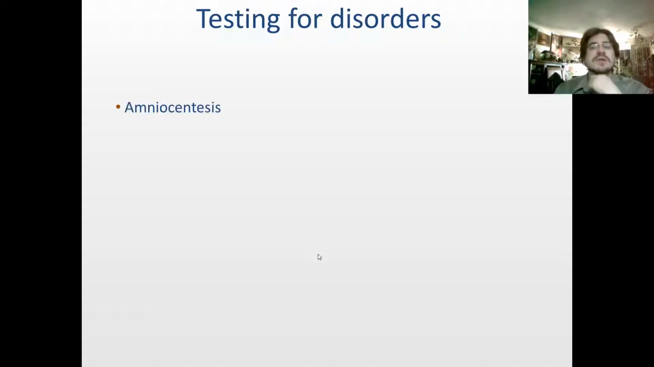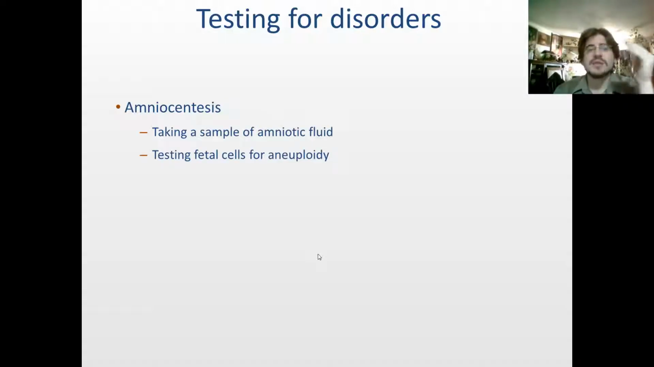So when you test for disorders, you can do for a fetus an amniocentesis, in which case you take a sample of amniotic fluid from the uterus of a mother with her baby growing. And there are fetal cells in the amniotic fluid. When you grab a hold of those, you can sort of wait for them to undergo mitosis and then freeze them during mitosis and look at the chromosomes. So you take a sample of amniotic fluid and you test those fetal cells for aneuploidy, meaning monosomy or trisomy. You can look at the number of chromosomes and determine if you've got a problem with the number of chromosomes.